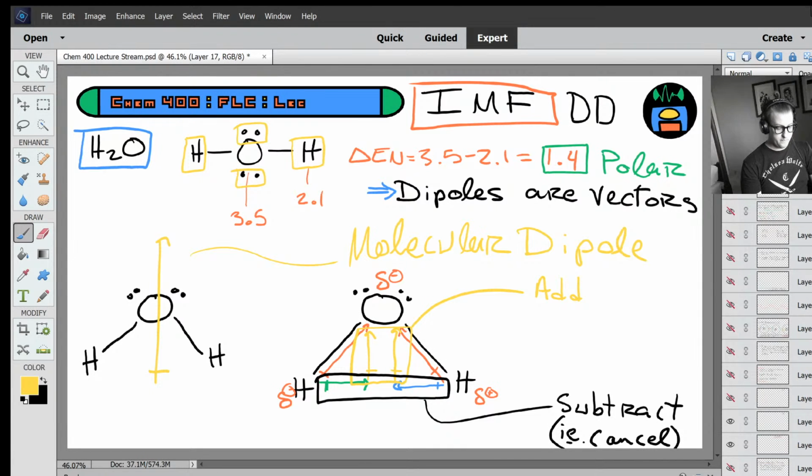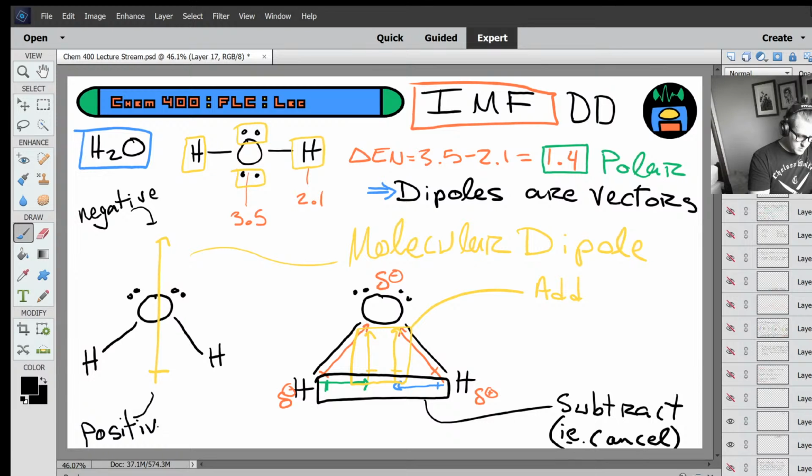For H2O. So water, the molecule, is polar. It is polar, and that is the dipole. This is the negative end up by the arrow. Right up here is negative. And down here by the hydrogens, this is the positive end of the molecule. All right? So water is an example.